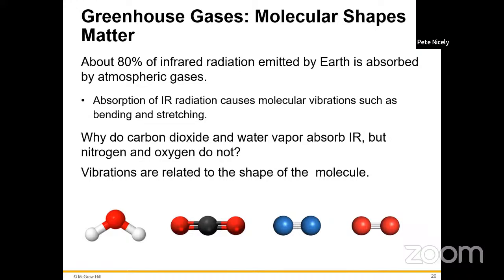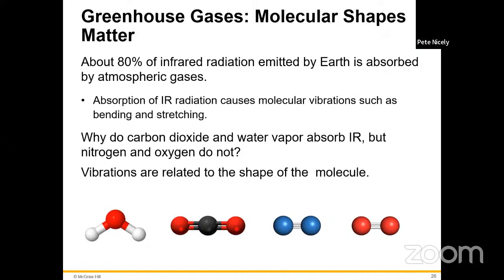Now, basically, what they're talking about here is the fact that some radiation can affect how molecules vibrate. And when the molecules can vibrate at the correct frequency, then they will absorb that particular radiation. So as stated here, absorption of infrared radiation specifically causes molecules to vibrate, such as bending and stretching, right? Now, it's interesting to see that carbon dioxide and water vapor absorb infrared radiation, but nitrogen and oxygen do not.